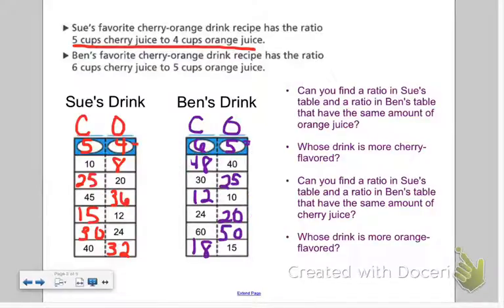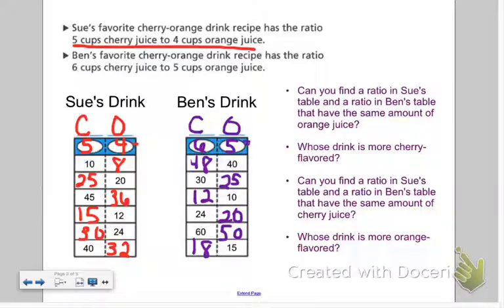Now what we're going to do is use these ratio tables to answer some questions about their cherry orange drink recipes. First, can you find a ratio in Sue's table and a ratio in Ben's table that have the same amount of orange juice? So I'm going to look at each one, and I'm going to look at the orange juice column because I'm looking for a ratio where the orange juice amount is the same.